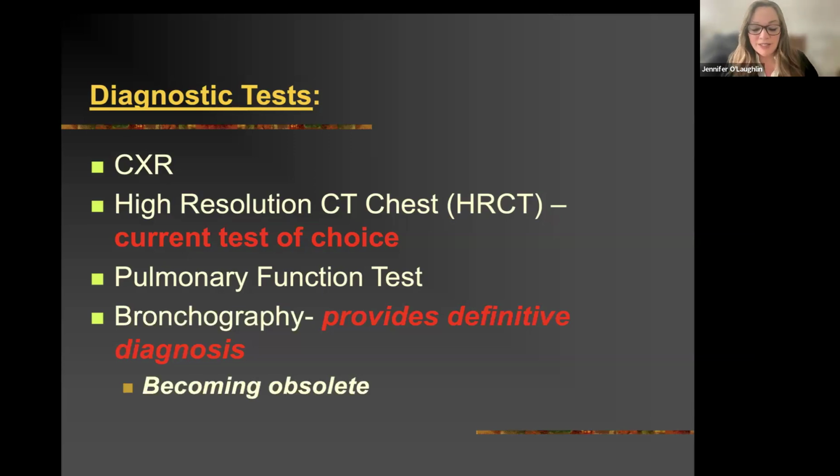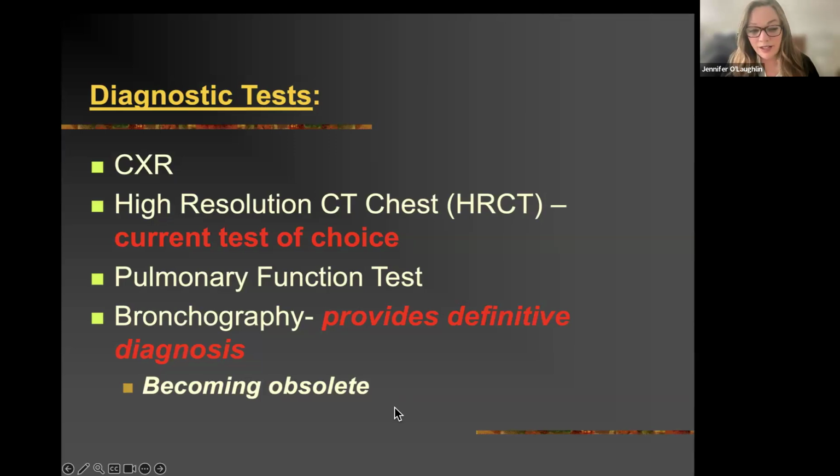Bronchography or a bronchogram can also be done and also will provide a definitive diagnosis. However, I'll bet none of you have seen a bronchogram. It's still in the book. It is becoming a more obsolete test. CT is taking the place of doing a bronchogram. I haven't seen a bronchogram since I was a student, and that was a long time ago. So very rarely is a bronchogram done.